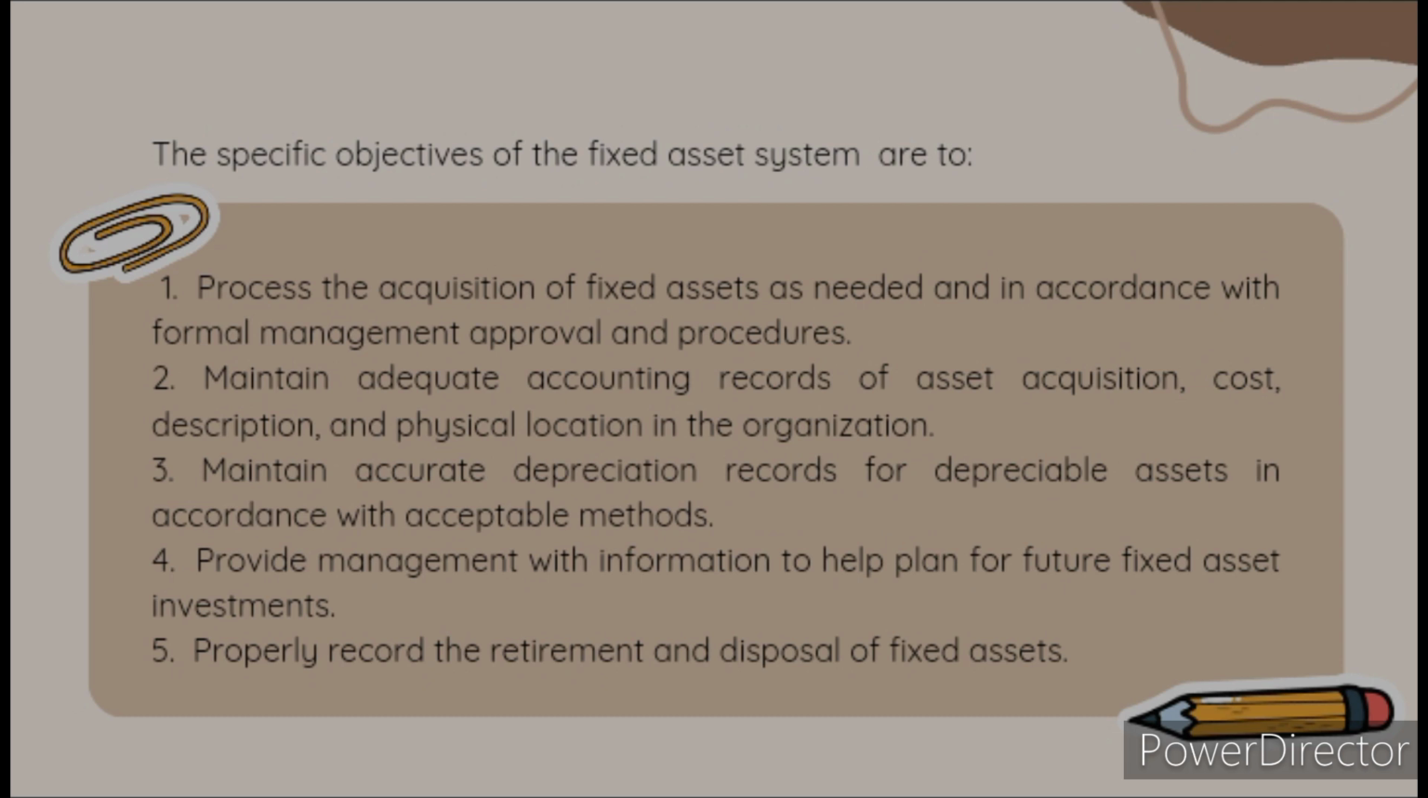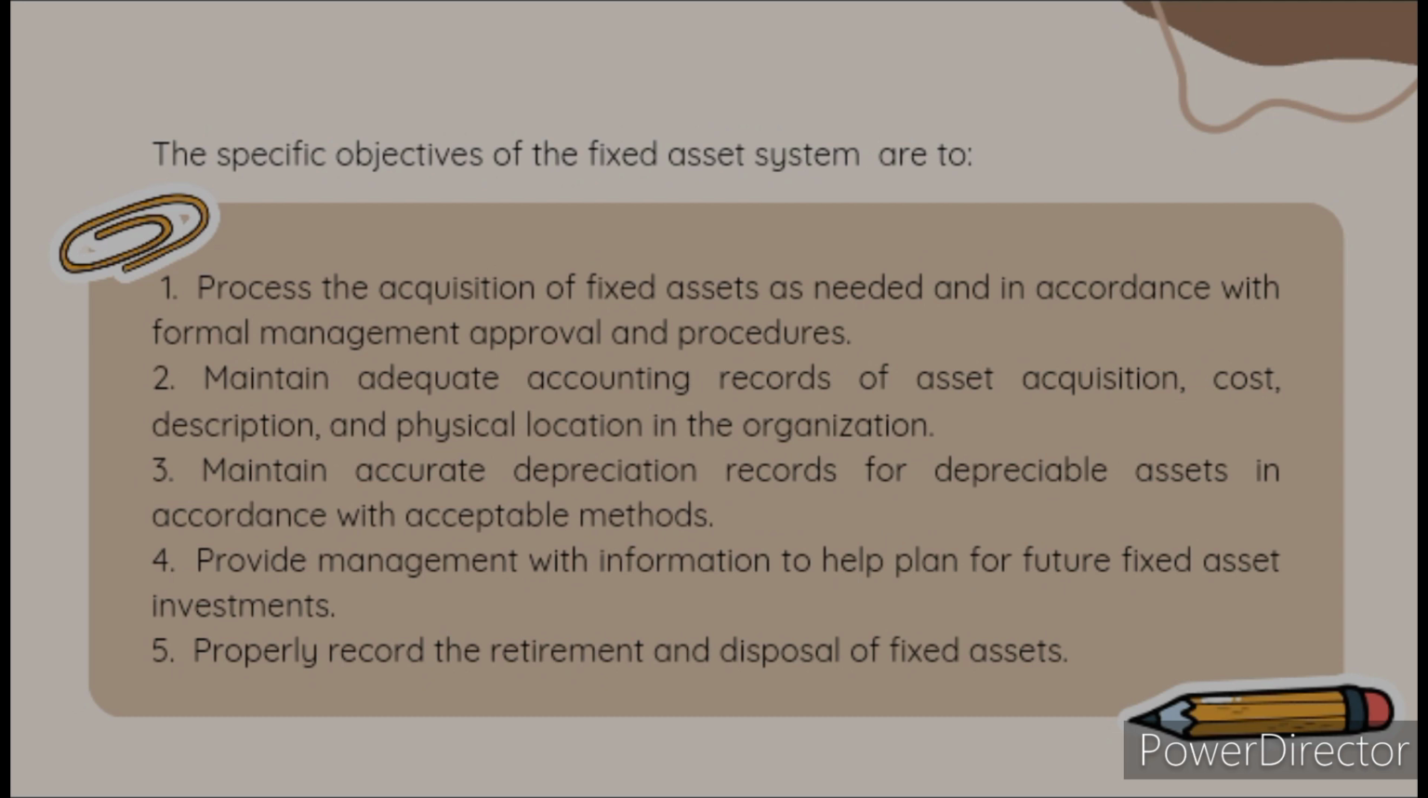Processing the acquisition of fixed assets involves the steps taken by a business to obtain tangible assets like property, plant, and equipment necessary for its operations. This typically includes activities such as identifying the need for the asset, selecting suppliers, negotiating contracts, purchasing or leasing the assets, recording the transaction in accounting records, and placing the assets into service. It's a systematic process aimed at efficiently acquiring the resources needed for the business operations.